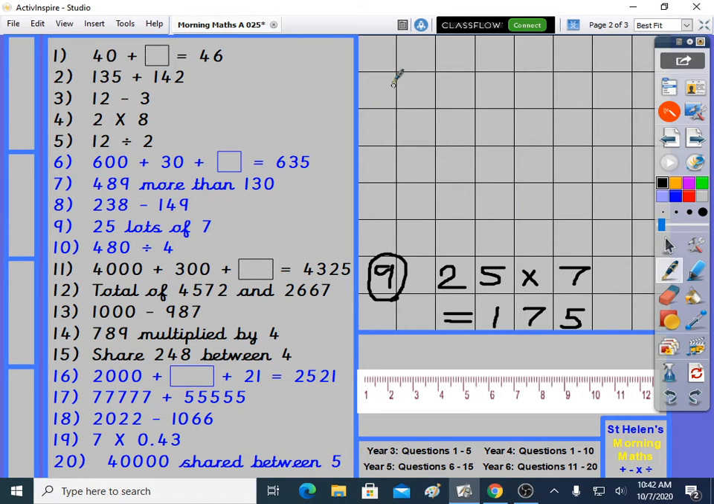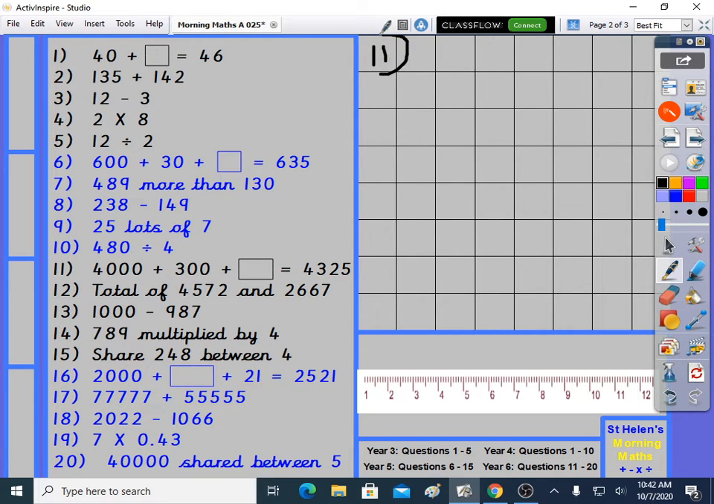Oh, this is a nice easy bus stop. 480 divided by 4 is going to be 120. This one I can see 120. 4 goes into 4 once, 4 goes into 8 twice. Don't forget the 0. 120. And we can move to the year 5 level questions.